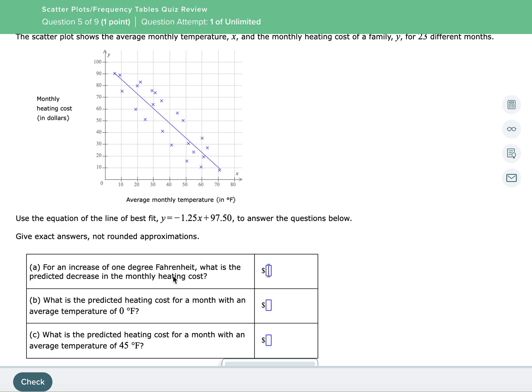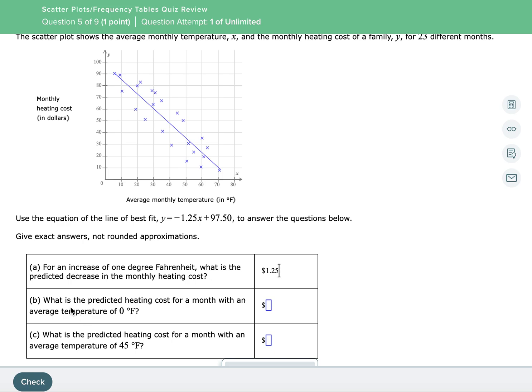For an increase of 1 degree Fahrenheit, what is the predicted decrease in the monthly heating costs? If they're asking you about the unit rate, guys, it's your slope. And the slope is the number in front of the x. So if you can remember that, you will always get this one correct. Slope is the number in front of the x.